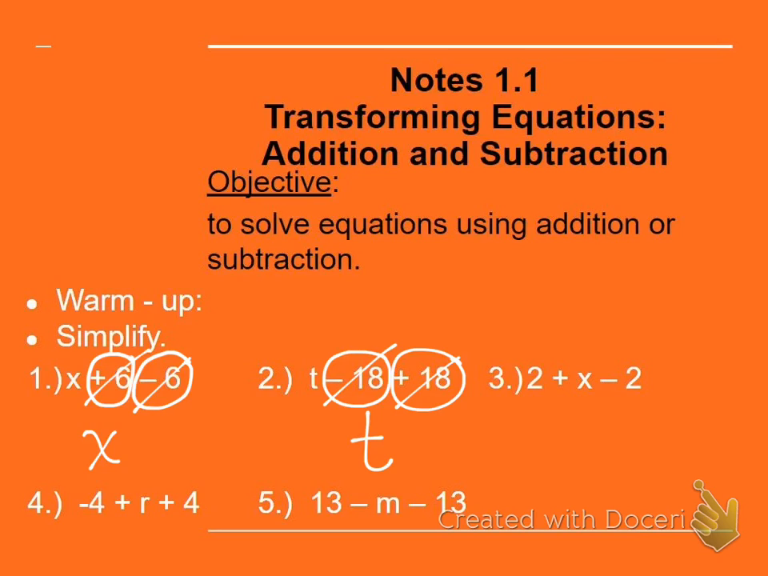All right, number 3. What's getting combined? 2 and negative 2. Good. Even though they're not right next to each other, they can still combine because they are like terms. What do we end up with? 0. Okay, 2 minus 2 is 0. So our final answer for this is X.